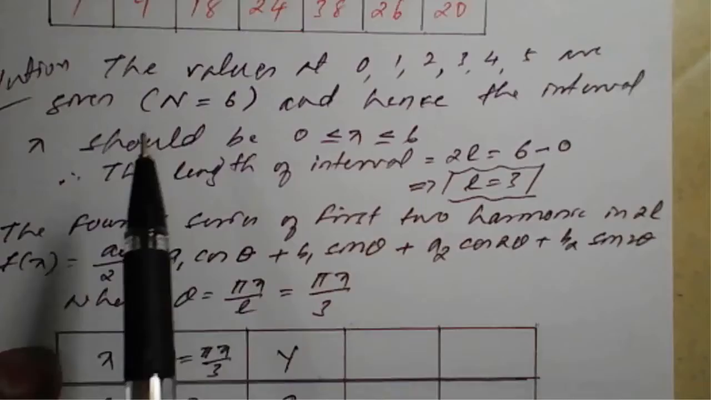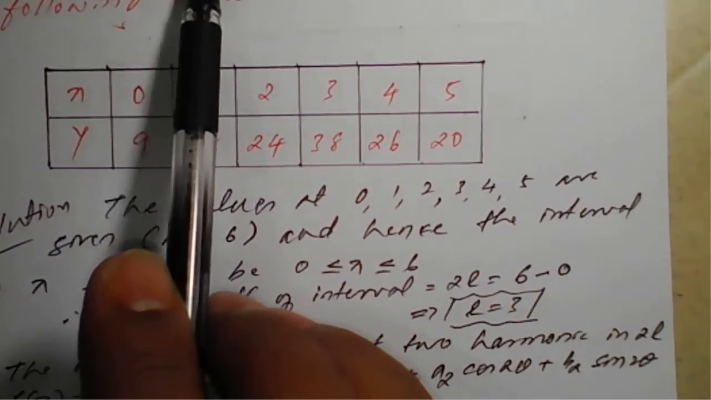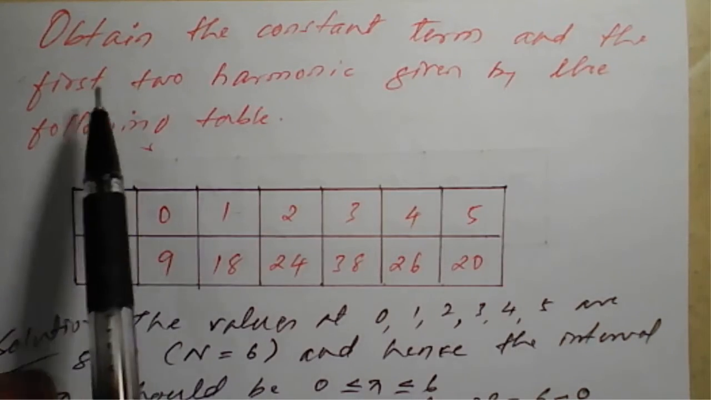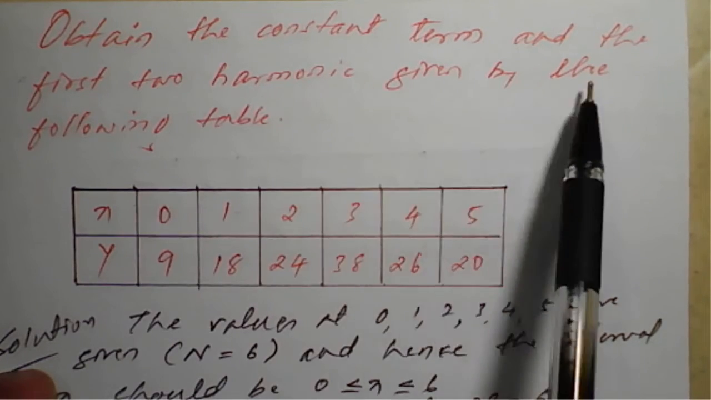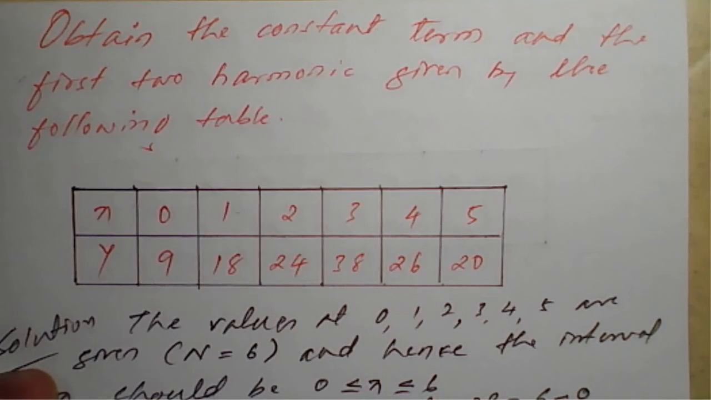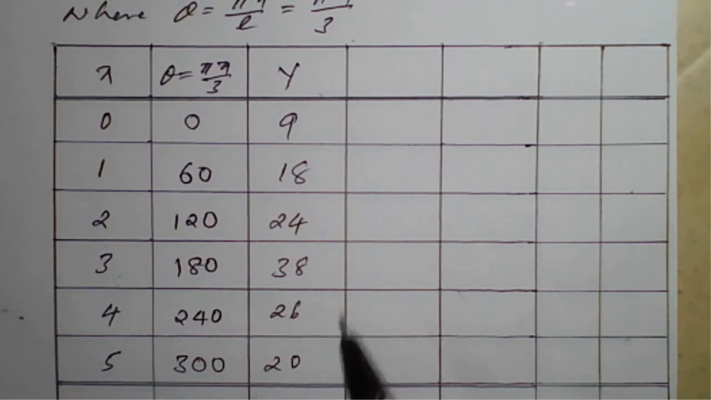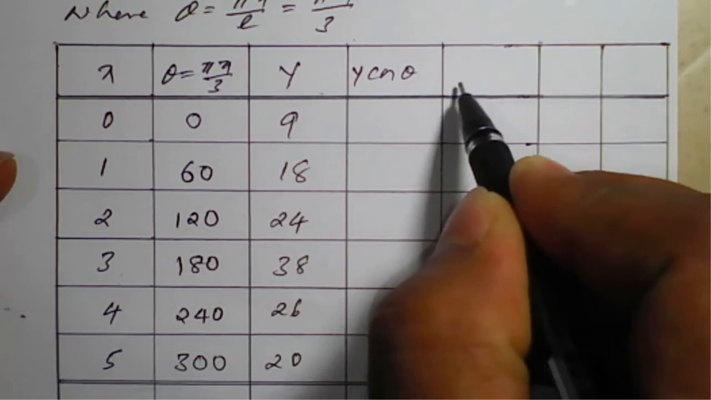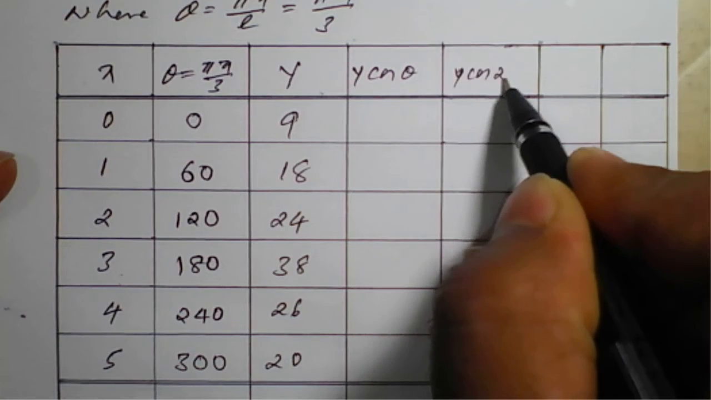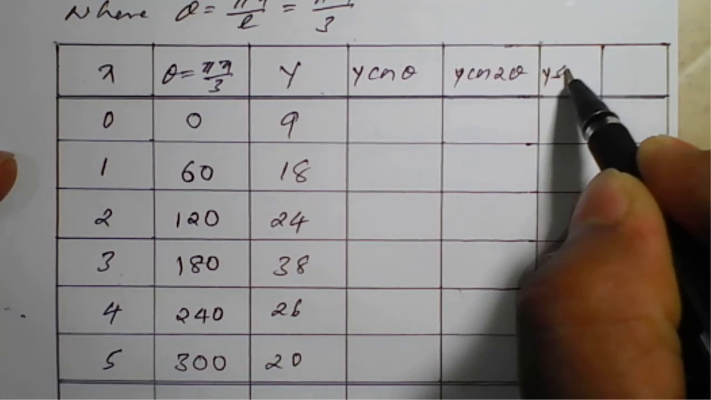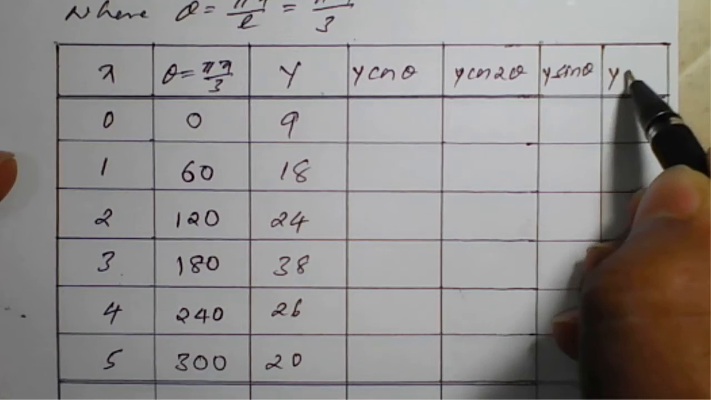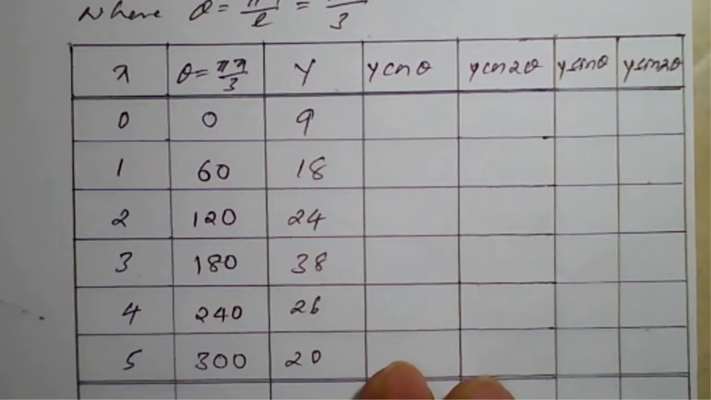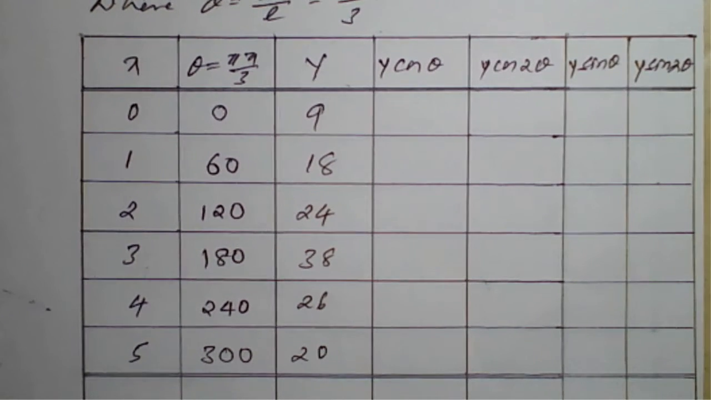But here I want to go back to the question. The question is: obtain the constant term and the first two harmonics given by the following table. So the next values are here: y cos theta, y cos 2 theta, y sin theta, and y sin 2 theta. These are the values we need to find.